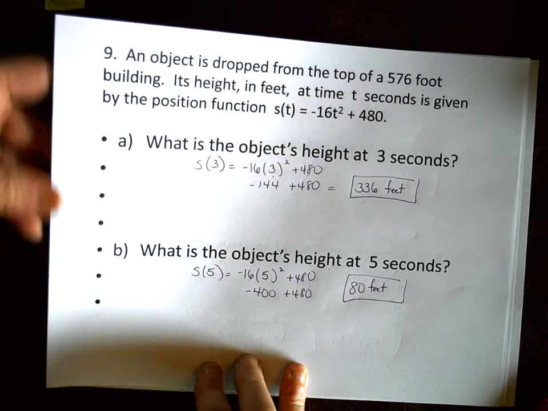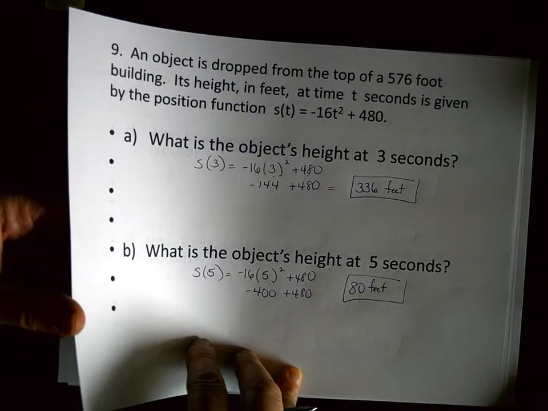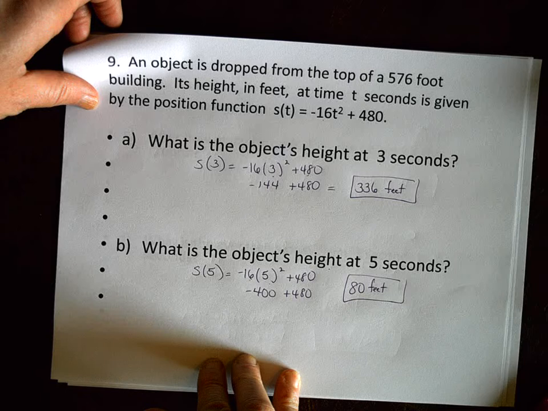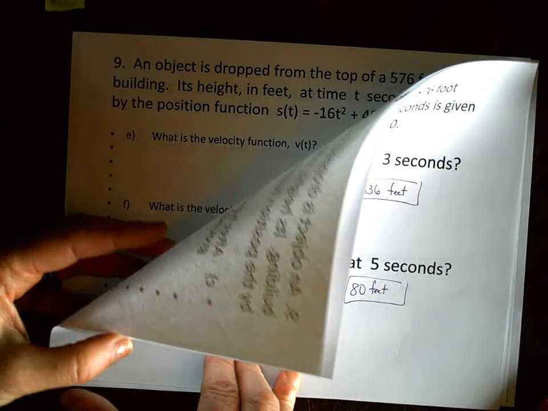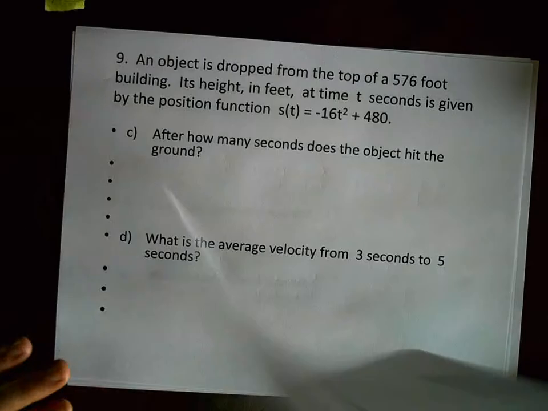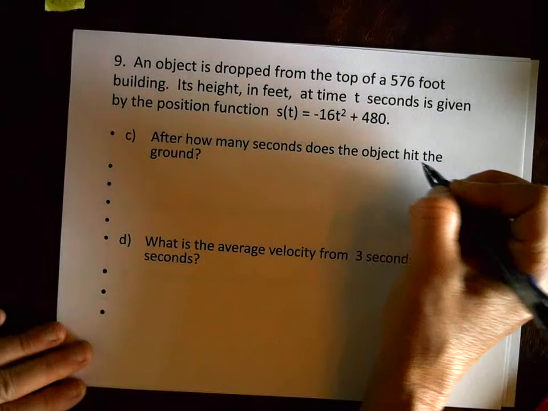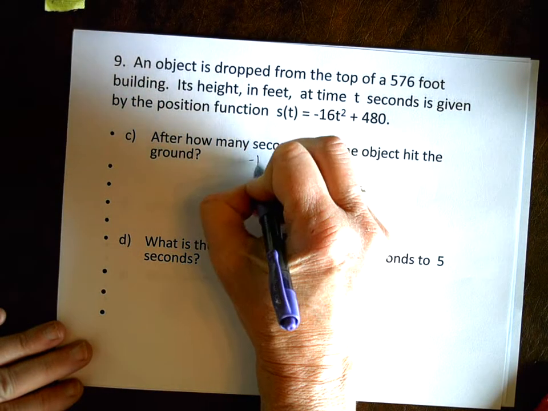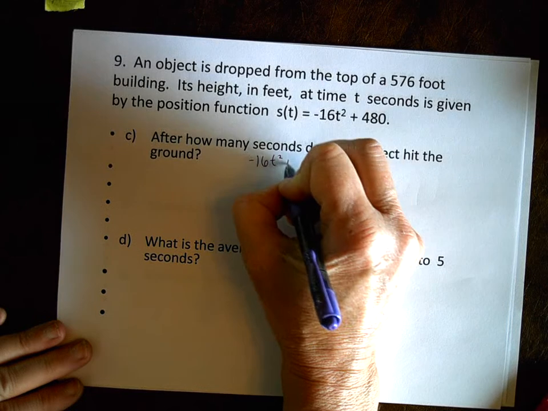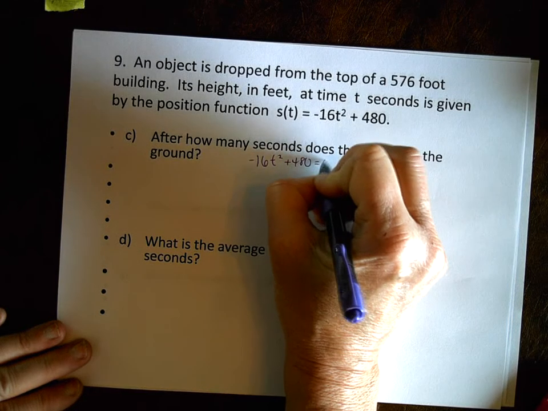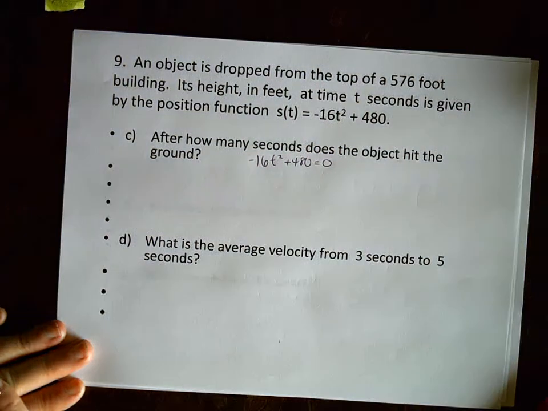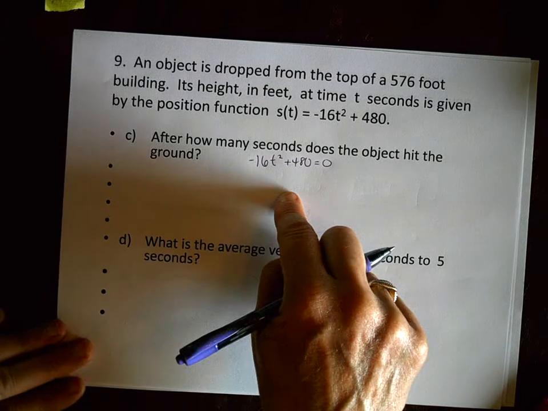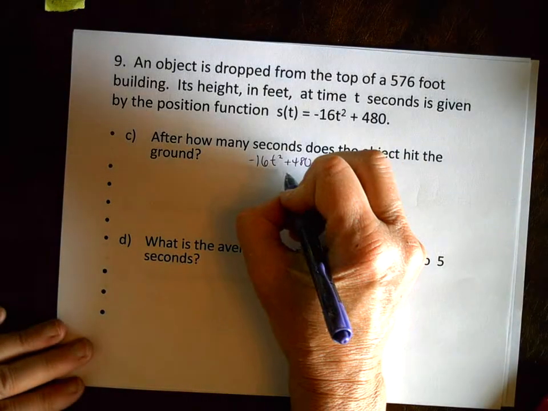Okay, so part C. After how many seconds does it hit the ground? Now, we're so used to things always being whole numbers, it doesn't have to be a whole number. So what's the height of the ground? It's 0. So we're going to make this equal to 0. Again, no mention of velocity yet, so we're not using a velocity function. And you can either factor this by taking a GCF, which is hard to do. I'm just going to solve.